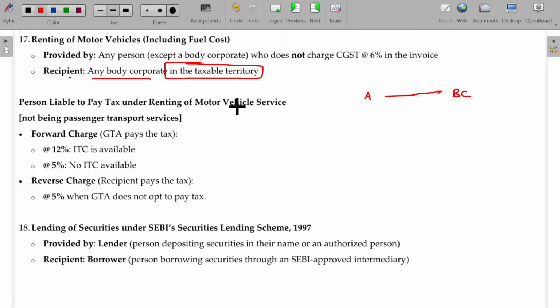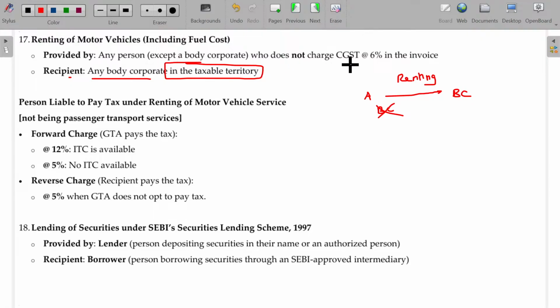Now, this A provides services of what? Renting of motor vehicle. Okay. And provided by any person not being body corporate. If A is a body corporate, he already has all the documents with him. Being the registered person, he can pay the GST directly under forward charge. If he is not a body corporate, then what happens? The recipient being the body corporate is responsible for paying the GST under RCM basis.